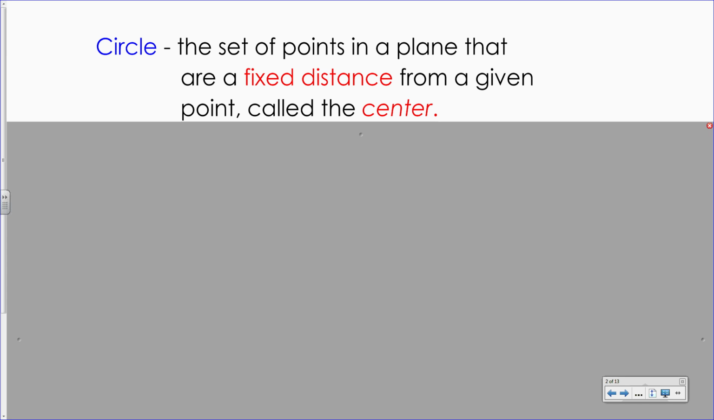So what that's saying is if you have any point, so here's a point, if you come out a certain distance, so let's say we came out this far, all the points that are that distance away from that center point form a circle.